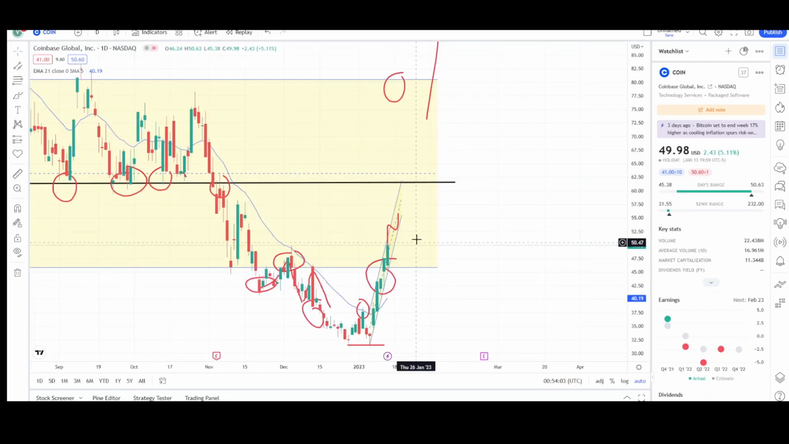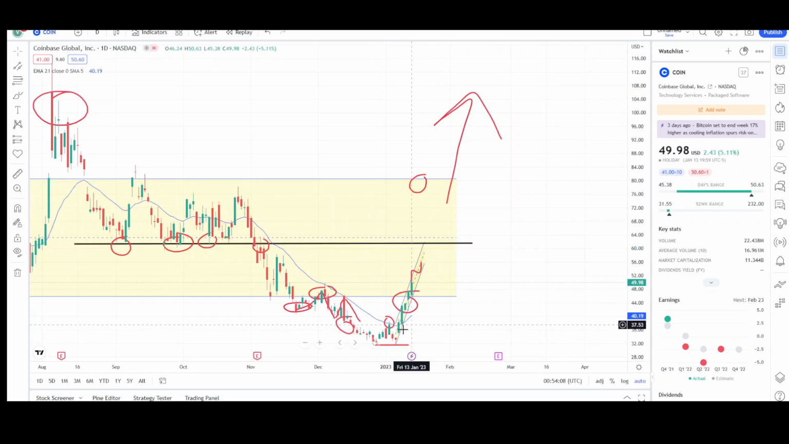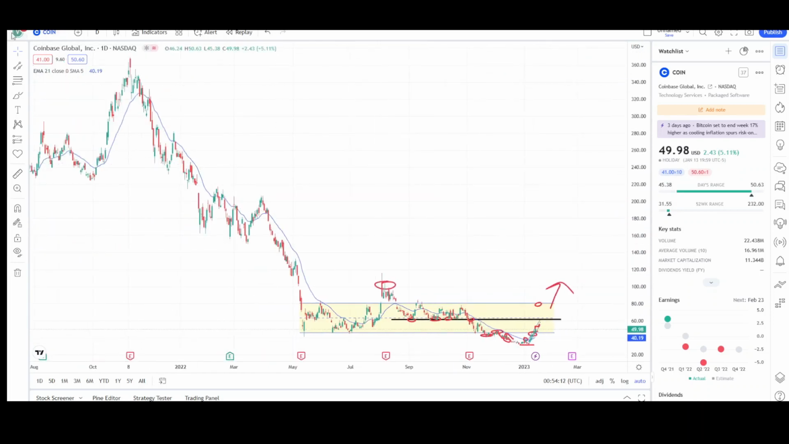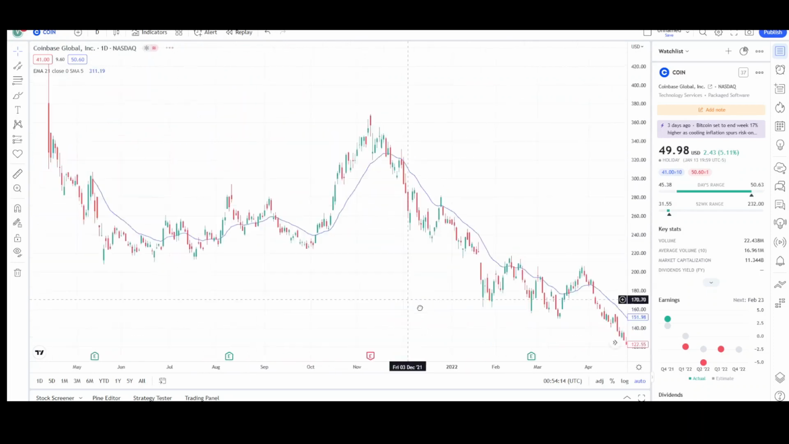Would I be entering right now? I mean, not really, because it's a little extended, but sometimes when you see moves like this, it can stay overextended for a while. I don't know if I can show you guys on the chart, so maybe something back over here on the chart.